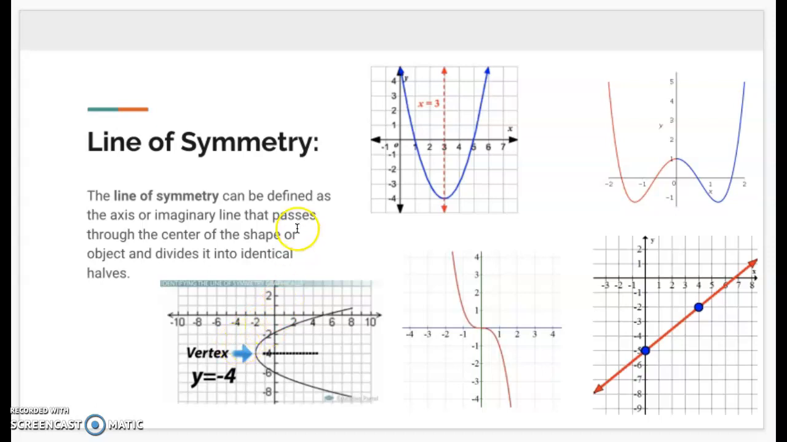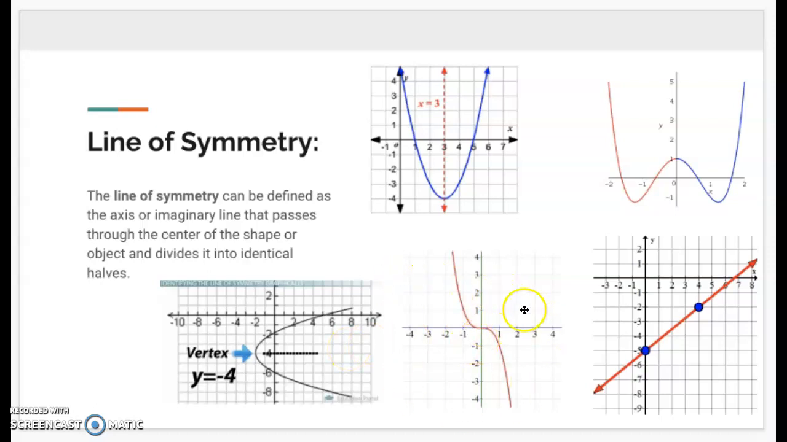This one, I can't draw a line straight up and down and make it cut the figure in half equally. However, I could draw a line right here horizontally and it would cut it in half. So now I'm no longer looking at my x's, I'm now looking at my y's. And right here, it would cut it in half and it would be at y equals -4. So right here, my line of symmetry would be at y equals -4.